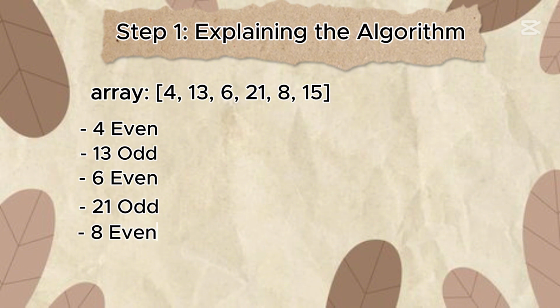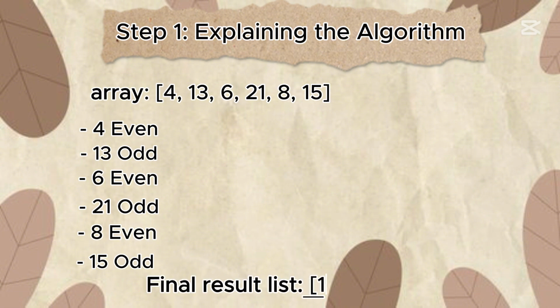Next number is 8. Now we check 8. It is not odd because 8 divided by 2 has no remainder, so we skip it. So our result list remains 13 and 21. Last number is 15. The number 15 is odd because 15 divided by 2 gives a remainder of 1, so we add it to our result list. So our final result list is 13, 21, and 15. And that's how we find all the odd numbers in an array. We simply check each number, and if it's odd, we add it to our result list.